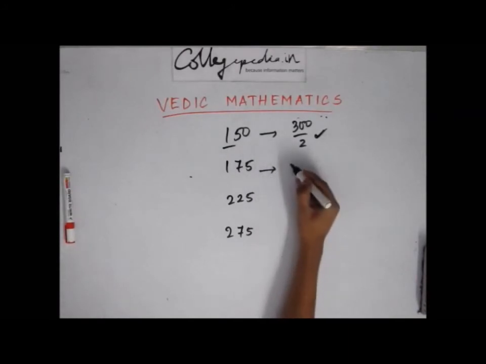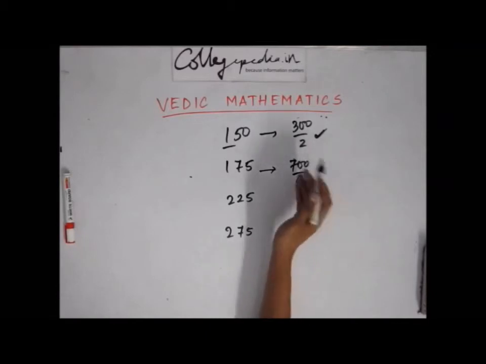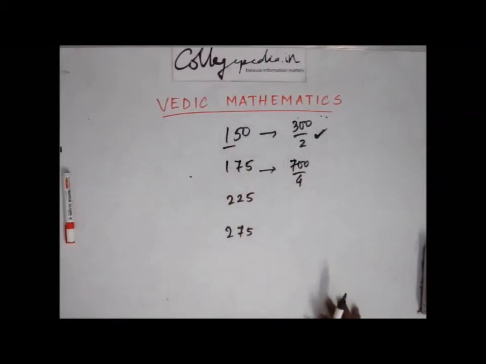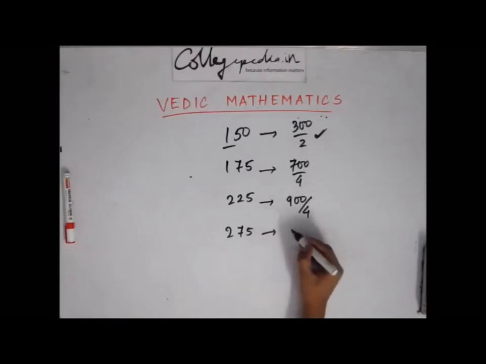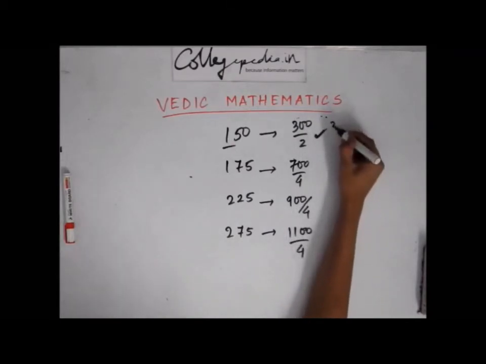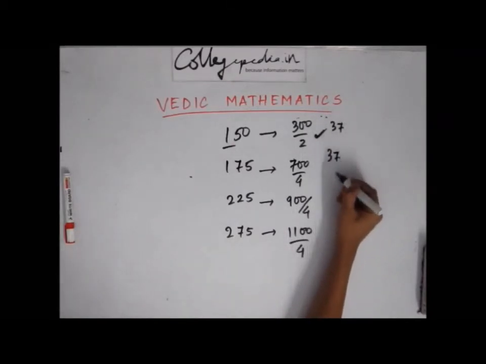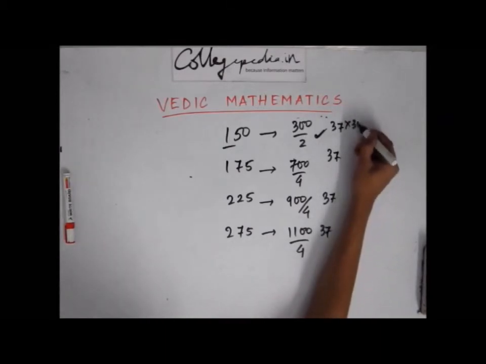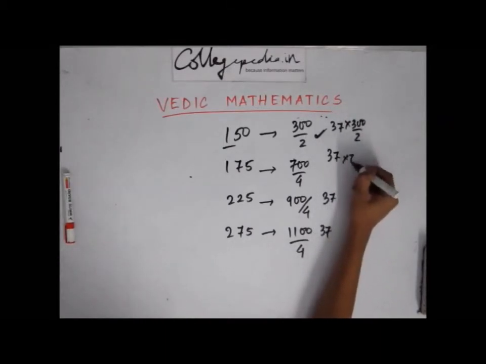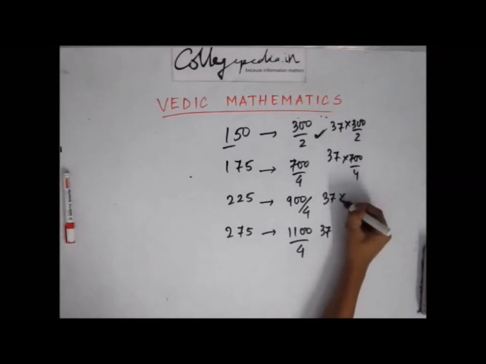175, you can write this as 700 divided by 4. Multiplying by 7 is a lot simpler than multiplying by 175. 225, you can write this as 900 divided by 4. And 275, you can write this as 1100 divided by 4. So let's take the example of 37 for all the 4 cases. 37 into 300 by 2, into 700 by 4, into 900 by 4.